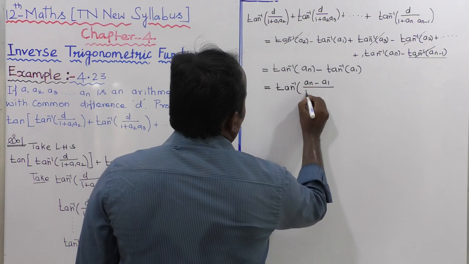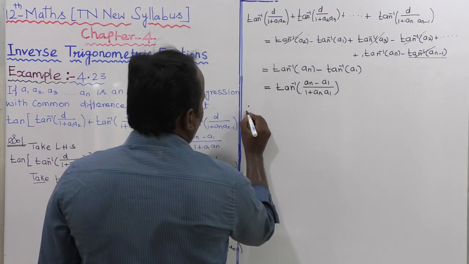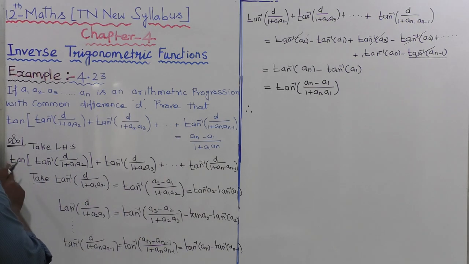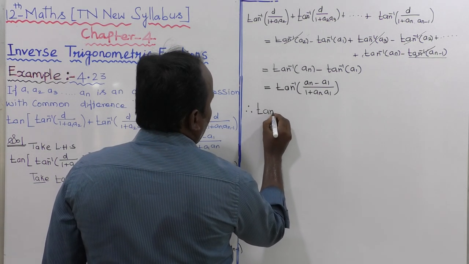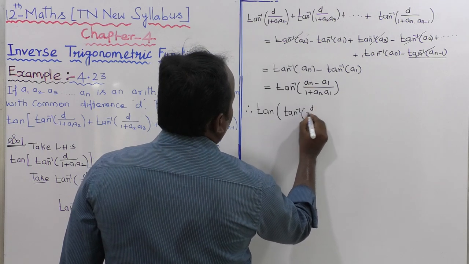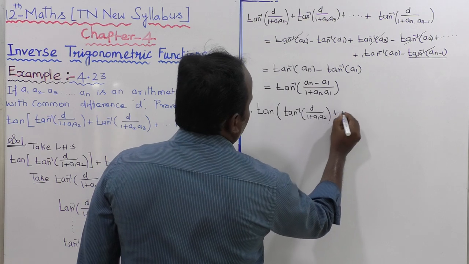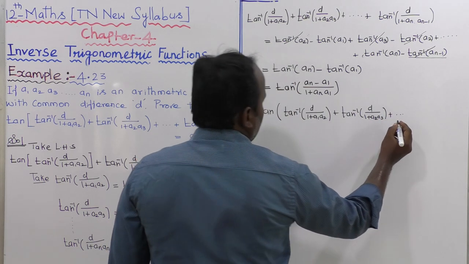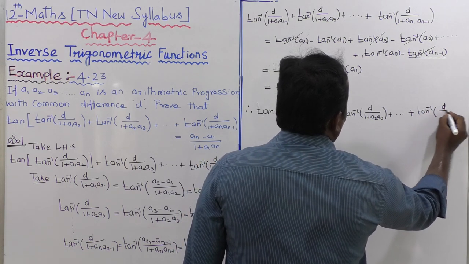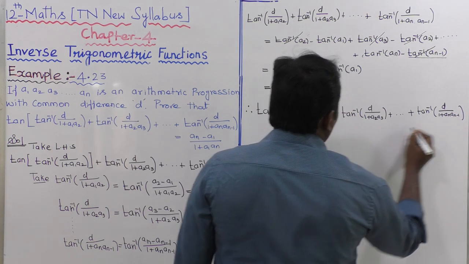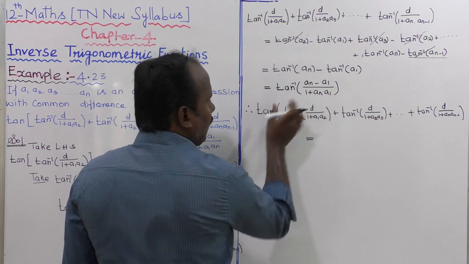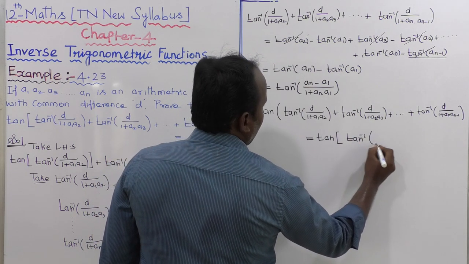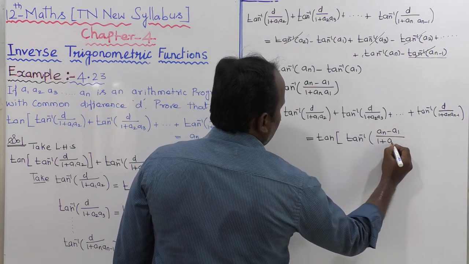This is the formula of tan inverse of (An minus A1) by (1 plus An A1). Okay, therefore now let us take tan of that. That is the formula, the given value. So if we find out all the terms inside, the remaining tan is there. So tan of tan inverse of d divided by 1 plus A1 A2, next plus tan inverse of d divided by 1 plus A2 A3, plus and so on, plus tan inverse of d divided by 1 plus An An minus 1, equal to. So this term, if we take tan inverse, this one is tan of tan inverse of (An minus A1) by (1 plus An A1).